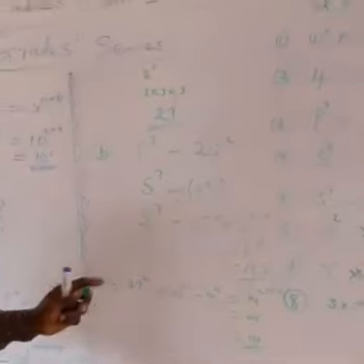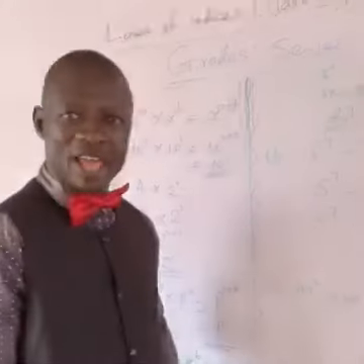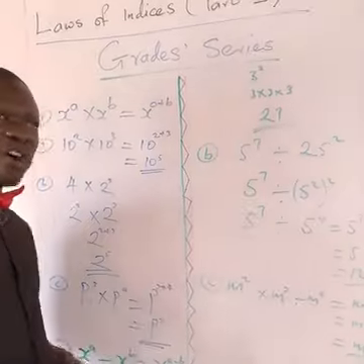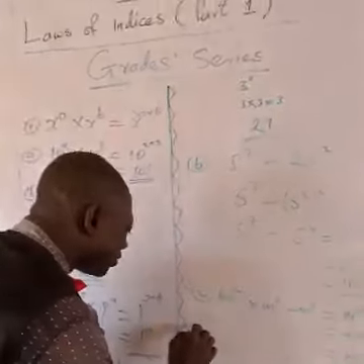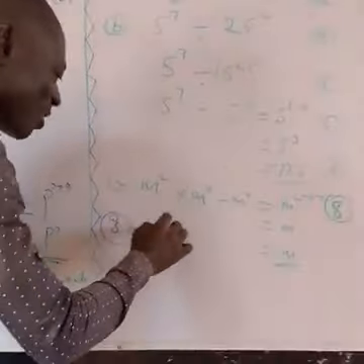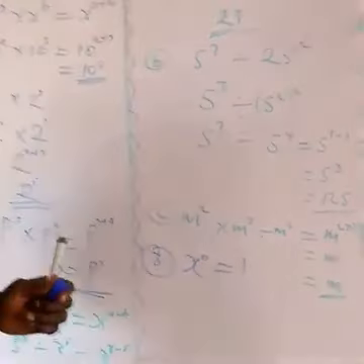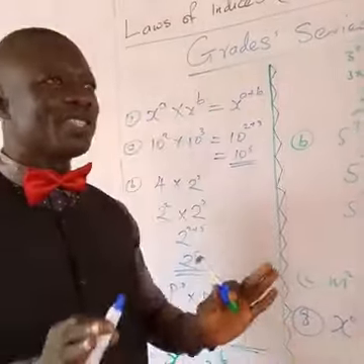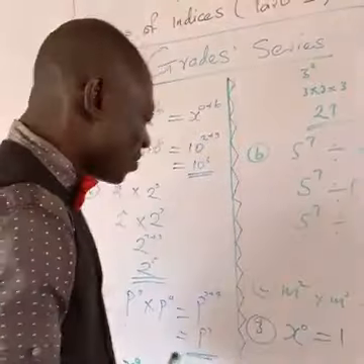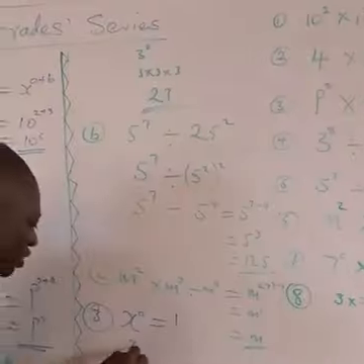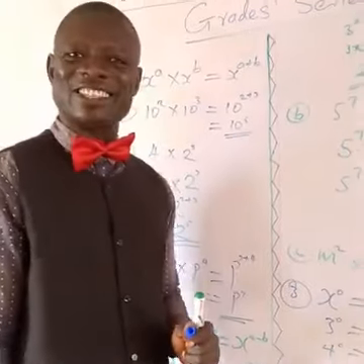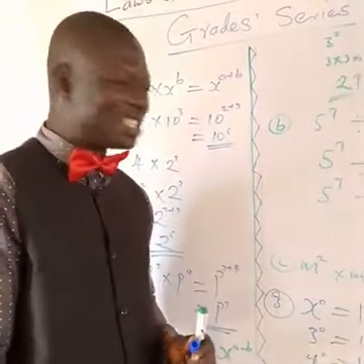Alright, the last law we are going to talk about today is law number 3. Law of indices number 3. This law is x raised to the power 0 is equal to 1. What is it saying? Any number at all, any letter at all, raised to the power 0 is equal to 1. And so we have that 3 raised to the power 0 is equal to 1. 4 raised to the power 0 is equal to 1. I hope that is very funny, but that is mathematics for you.